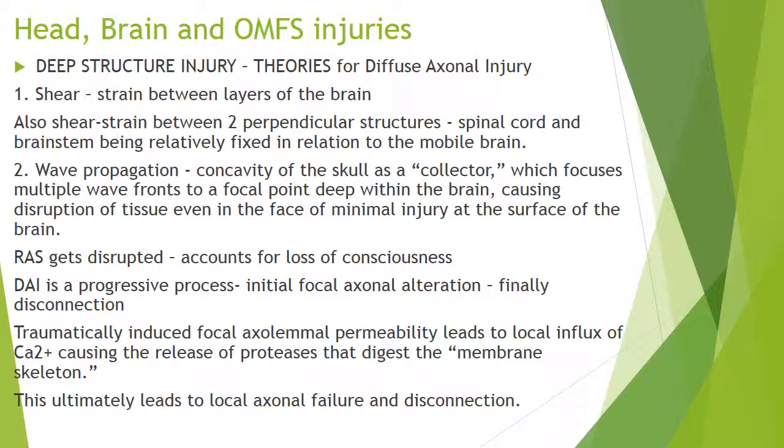There are many theories to understand how the deep structures get involved. The first one is a shear strain between the layers of the brain. So whenever there is a shear or strain between two perpendicular structures, for example the spinal cord and the brainstem, or different layers of the cerebellum or the cerebrum themselves, this causes an injury to the brain.